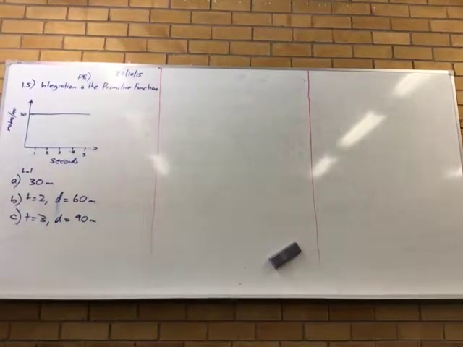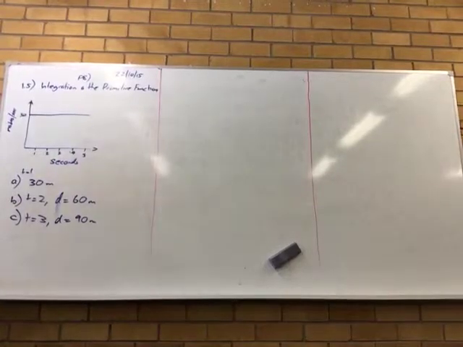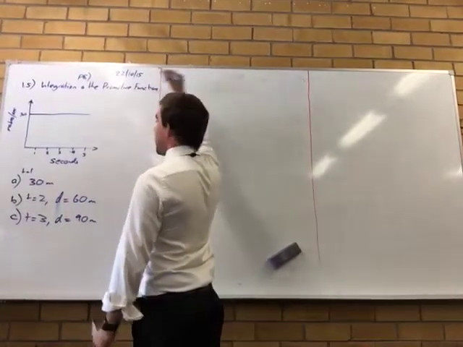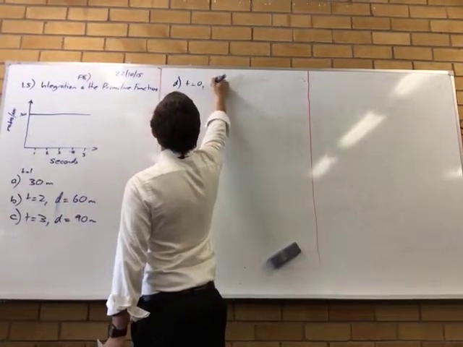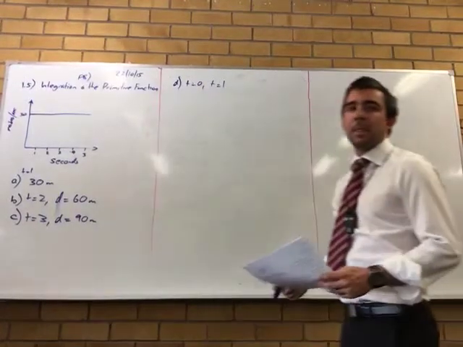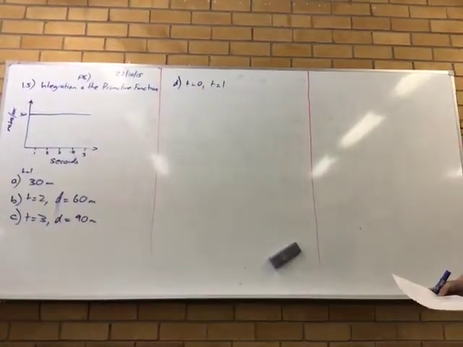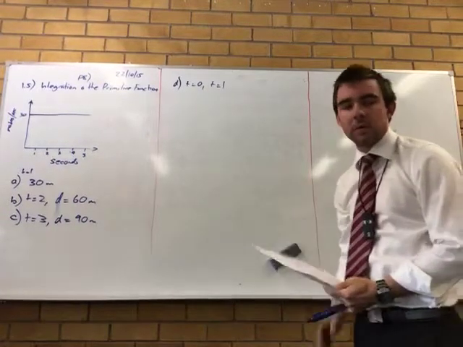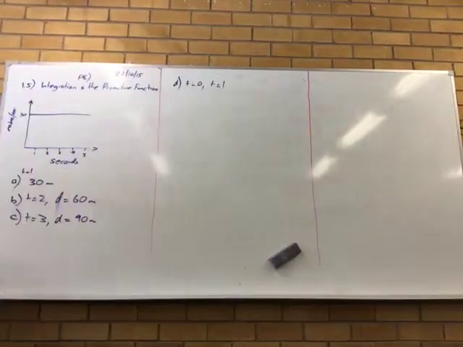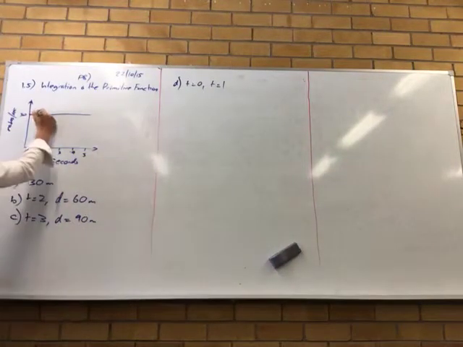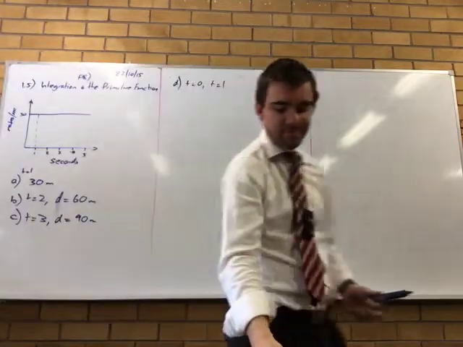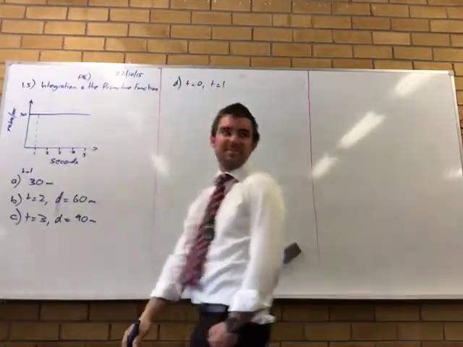Now, we need to find the area under the line between these following times. So D, to find the area between t equals 0 and t equals 1. So, what shape am I looking at? A rectangle. Alright, so all we need to do is find the area of the rectangle between t equals 0 and t equals 1. So what is the dimension of the rectangle? 30 times by 1.